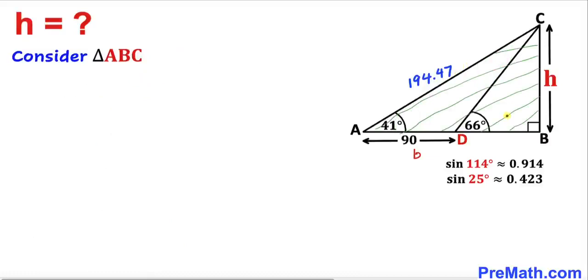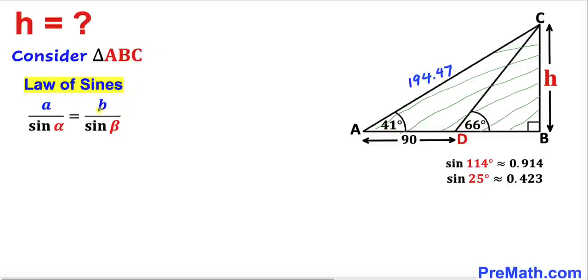Let's focus on this big right triangle ABC. And now let's recall this law of sines: a divided by sine of alpha equals b divided by sine of beta. In our case, this time I'm going to call our angle alpha 41 degrees, and this is our angle beta, which is obviously 90 degrees. Then this opposite side is going to be our side a, which is h, and opposite to this angle beta is this side b.